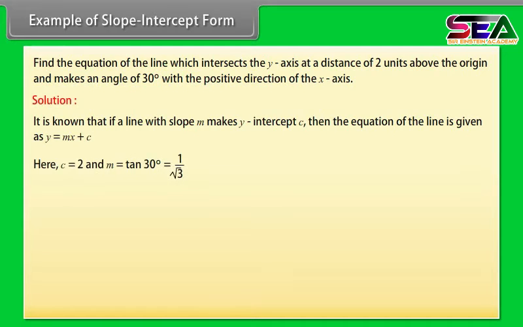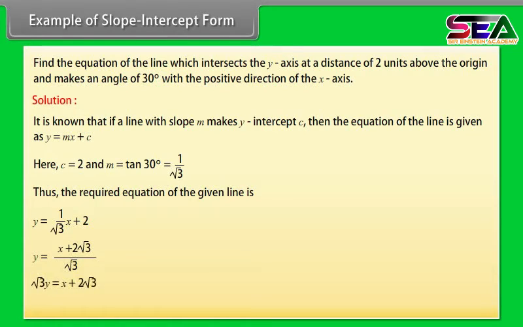Here, c is equal to 2 and m is equal to tan 30 degrees, which is equal to 1 by root 3. Thus, the required equation of the given line is y equals x by root 3 plus 2. It can be solved to x minus root 3 y plus 2 root 3 equals 0.